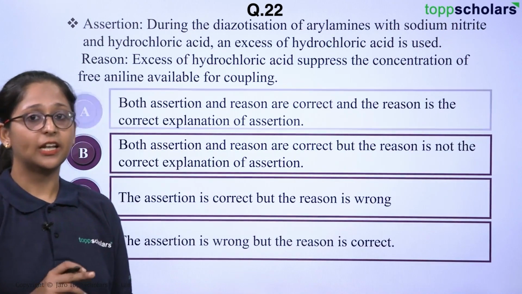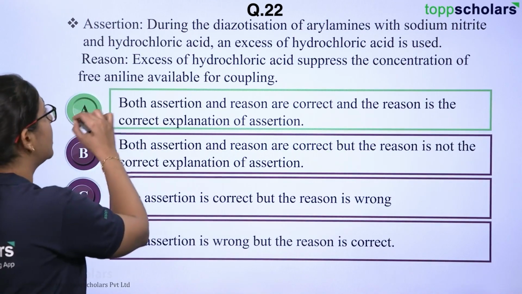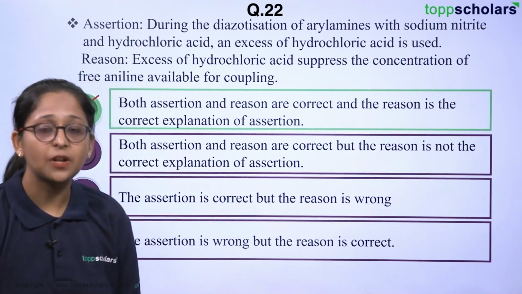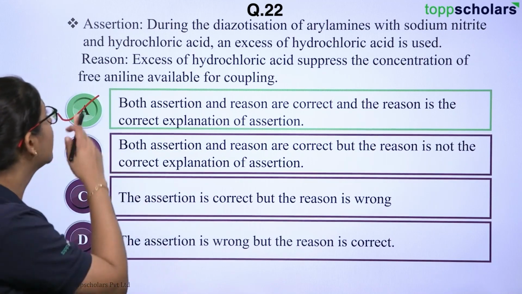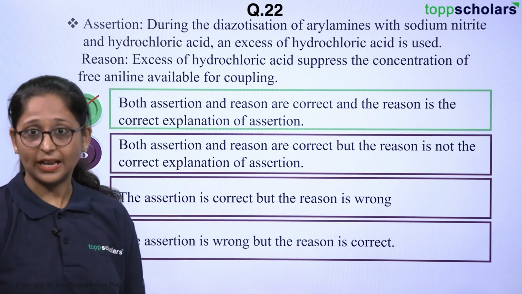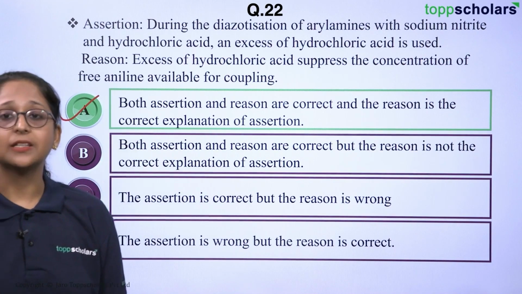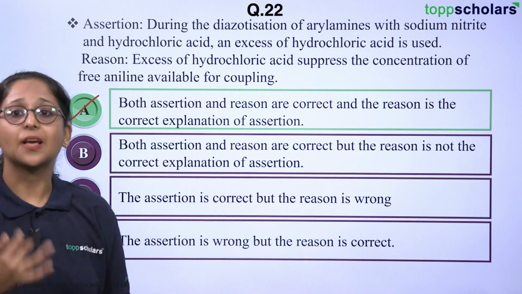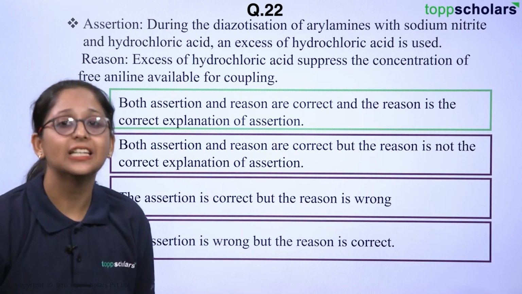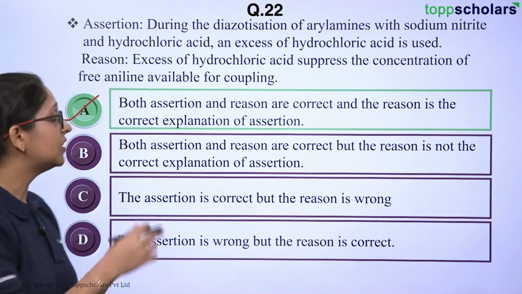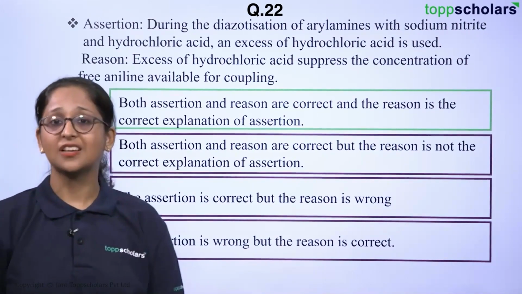So here the correct answer is option A, because our assertion statement says that during this reaction of sodium nitrite and hydrochloric acid, excess of hydrochloric acid is used. And why is it used? So that we would avoid this coupling reaction and suppress the concentration of free aniline available. So both assertion and reason are correct, and the reason is the correct explanation of the assertion.